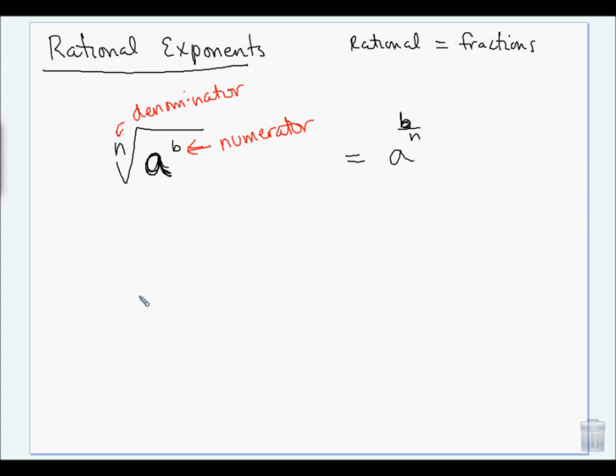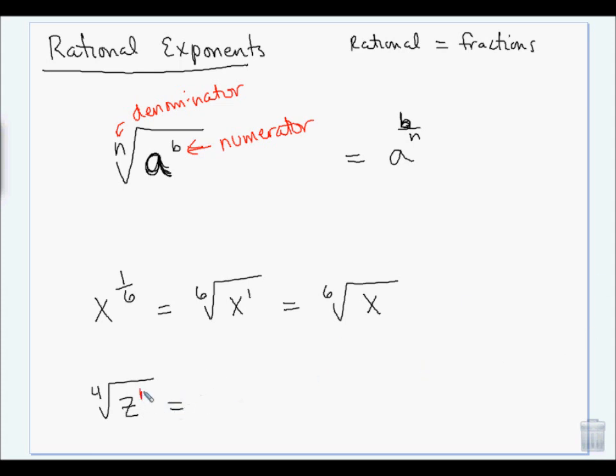So just as an example, if I have x to the 1/6, that's the 6th root of x to the 1, which is just the same thing as the 6th root of x. If I have the 4th root of z, well, there's that invisible 1 right there, which is my numerator, so this is the same thing as z to the 1/4.